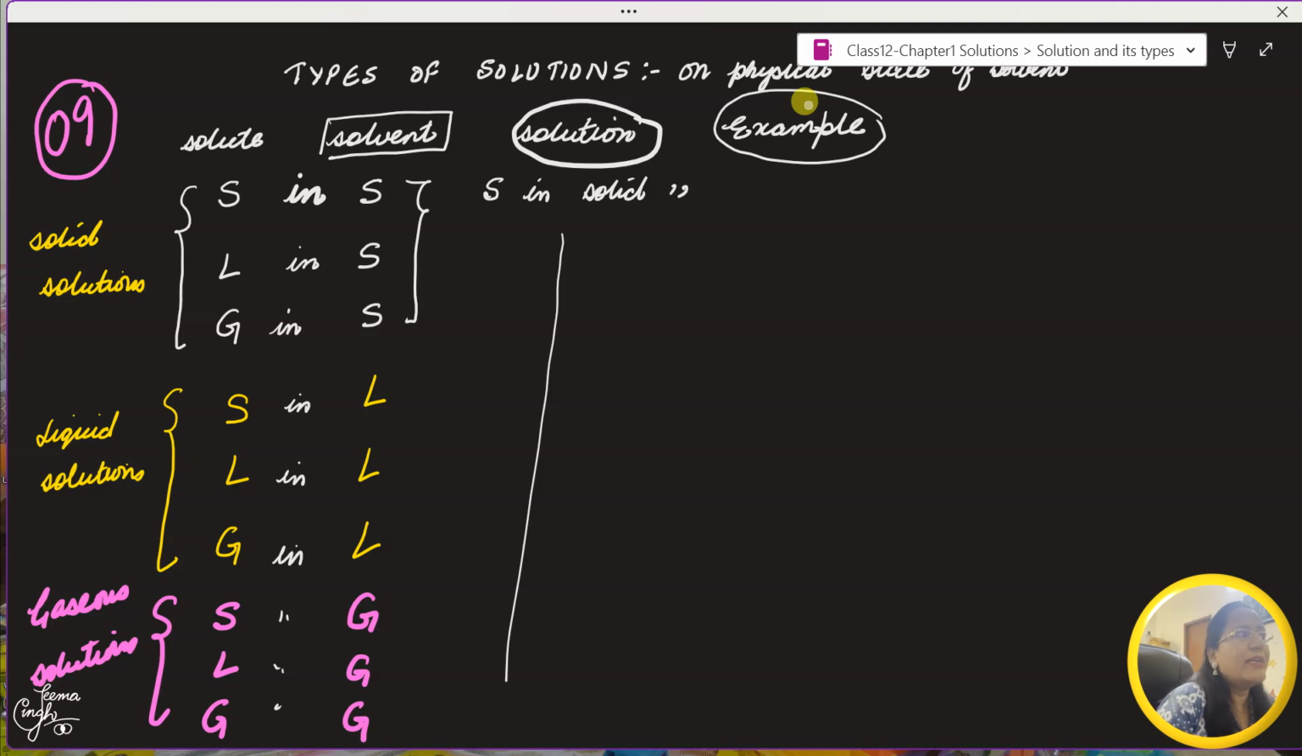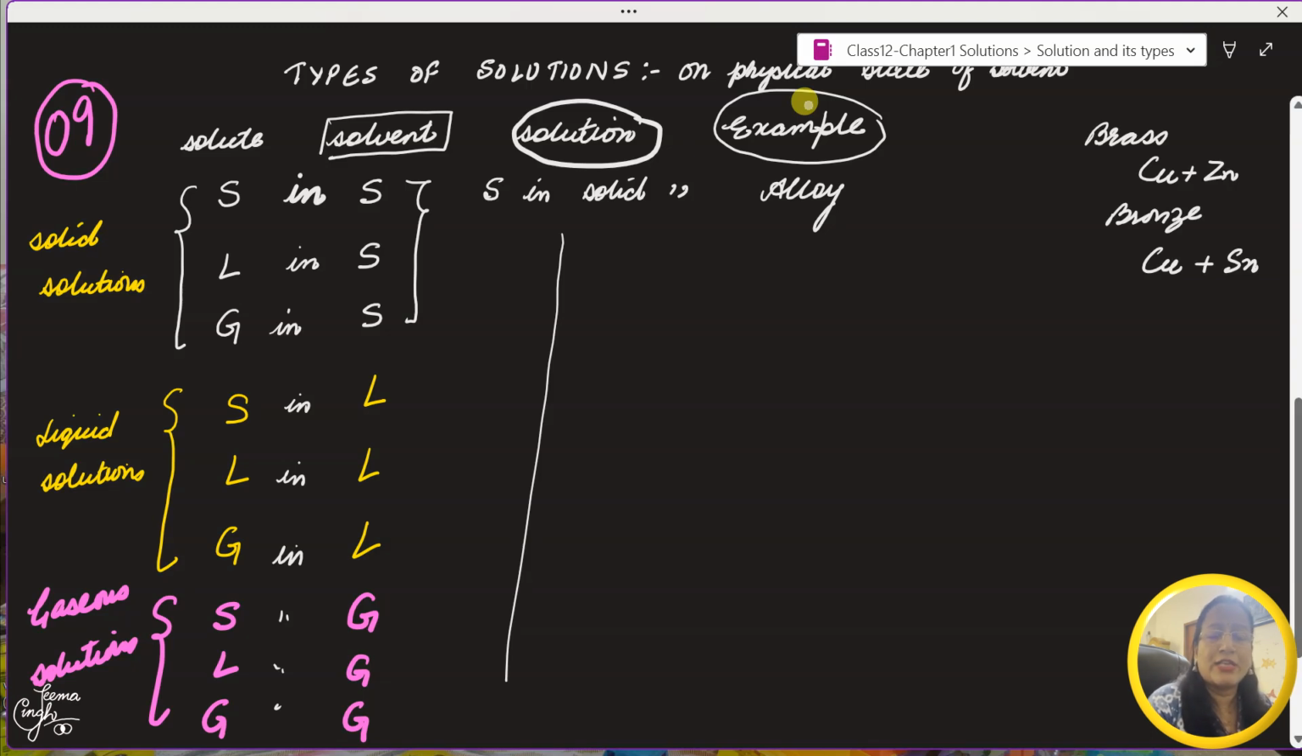Look, solid in solid. Your solute has to be solid, your solvent has to be solid, right? The best example, which you studied in class 9 also, is alloys. Just remember alloys, an example of any of the alloys. What are alloys? You have learned the definition in your lower classes. Alloys like what? Brass. Brass is an alloy. It's a mixture of two metals. What are the metals? You have copper plus zinc. Then you have bronze, copper plus tin.